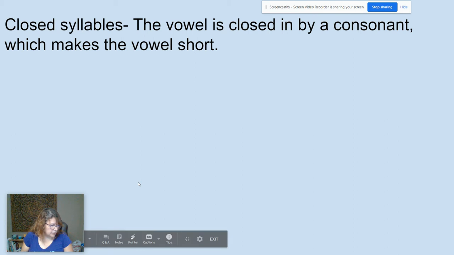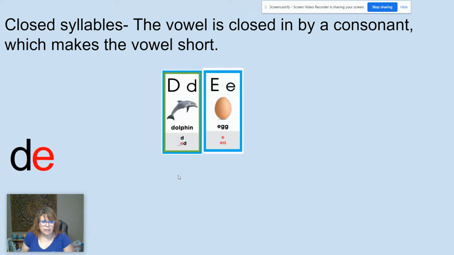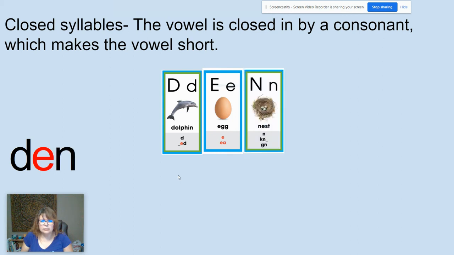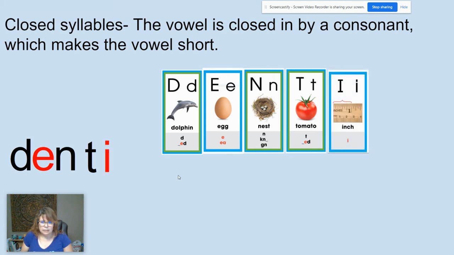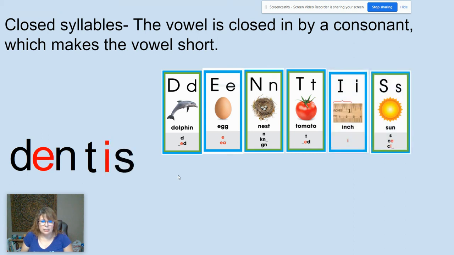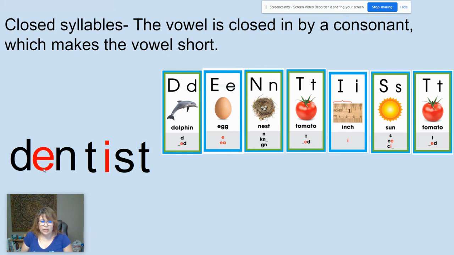Our next word is dentist. D, like in dolphin. E, like an egg. N, like in nest. T, like in tomato. I, like an inch. S, like in sun. T, like in tomato. So again, we look at the word, we find the first vowel. It has a vowel sound. So we start vowel, consonant, consonant, vowel. So we put the V, C, C, V. We separate between the two consonants.